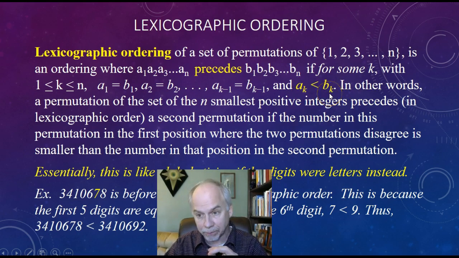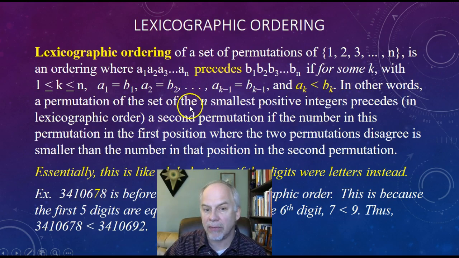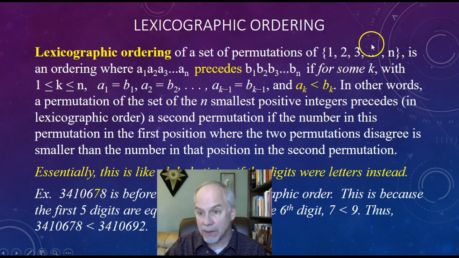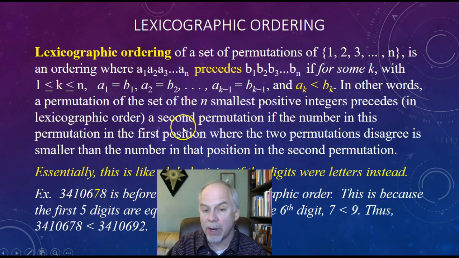So in other words, a permutation of a set of the n smallest positive integers, and that's this set we're talking about at the beginning, 1, 2, 3, all the way to n, will precede, in lexicographic order, a second permutation if the number in the first position where the two permutations disagree is smaller than the number in that position in the second permutation. Okay?